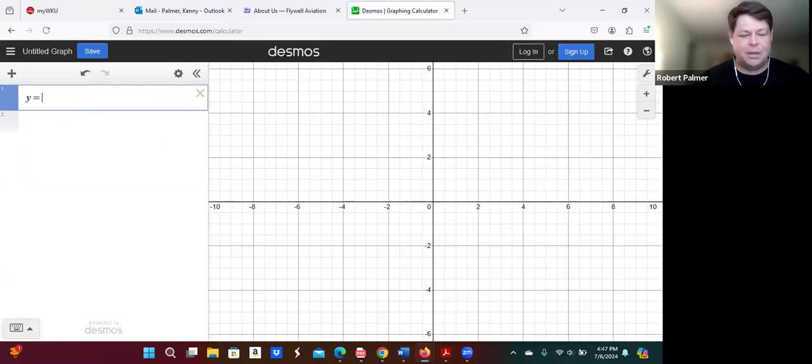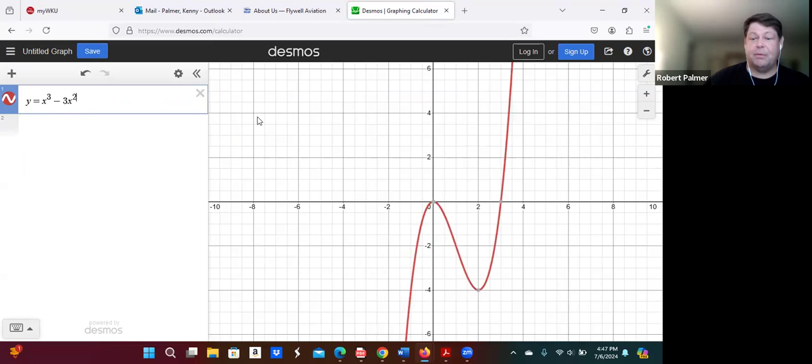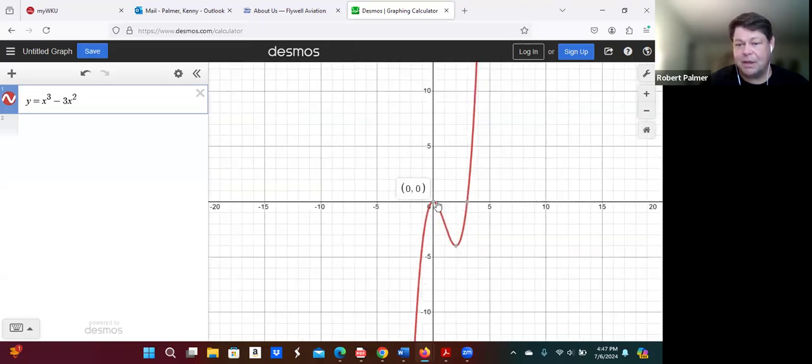And type in y equals x cubed minus 3x squared. Okay, looks about right. So let's double check. So right, (0, 0), that's our local maximum, local minimum. The 0.12 should be where it changes concavity. Yeah, right there. Excellent. Okay, and look at the long-term behavior. Of course, it goes to infinity on this side, goes to negative infinity on this side.